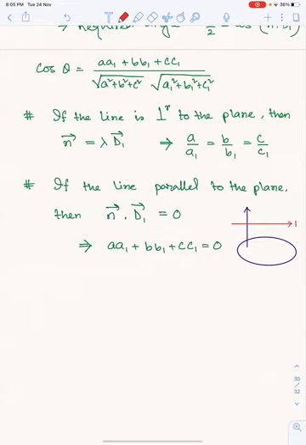So this is your d1 vector direction and this was your n vector. So when the line is parallel to the plane, then it is perpendicular to its outward normal. And hence we are going to get this condition. Okay, this will also be true when the line you are considering is contained by the plane.